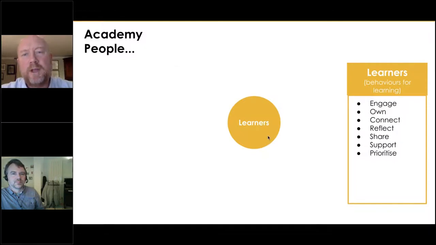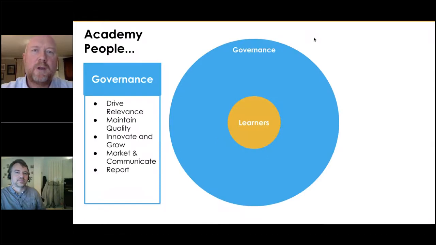We often talk about the perfect learner, and given an academy is a situation where we are trying to drive absolute best practice in learning around a particular area, these behaviors here on the right: engagement, owning learning, connecting with each other, reflecting on their learning, sharing, supporting each other, prioritizing learning over other things, are the kind of behaviors that we'd be looking to drive, and we'd want to be checking are happening within our cohort.